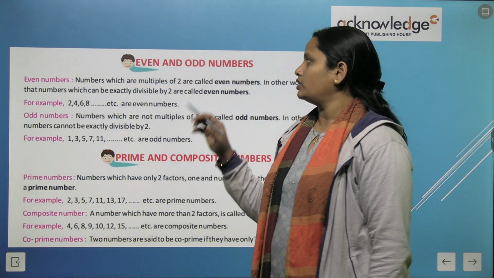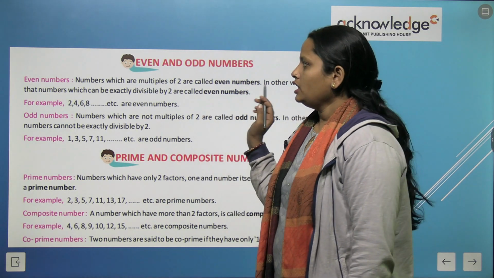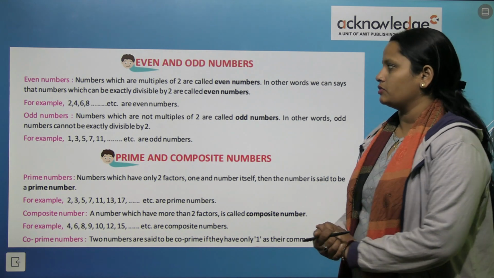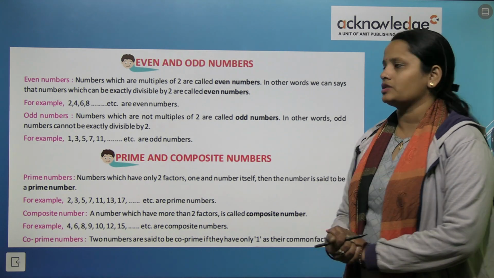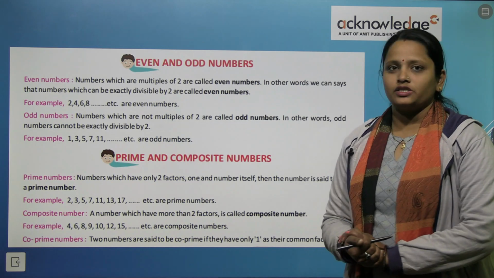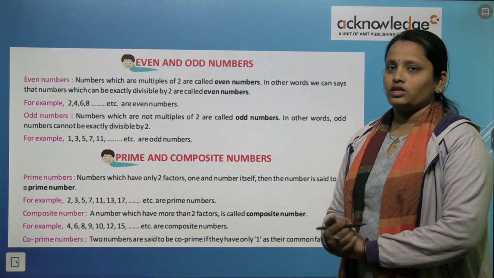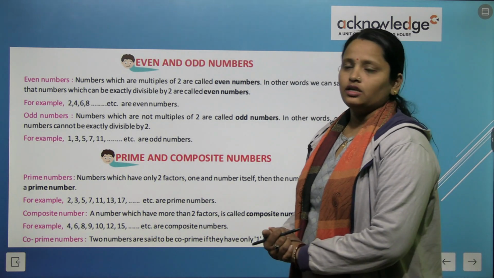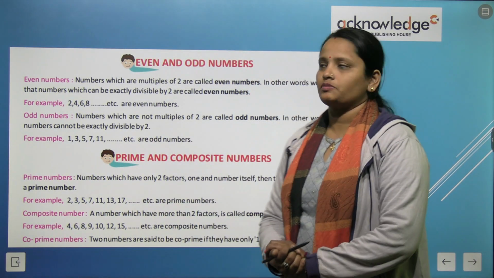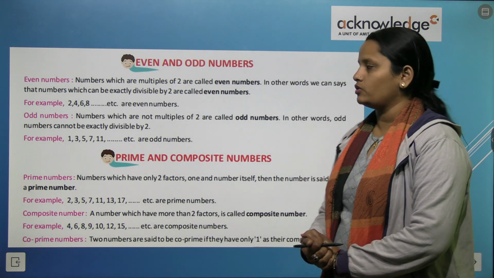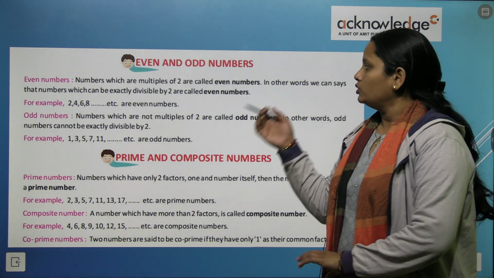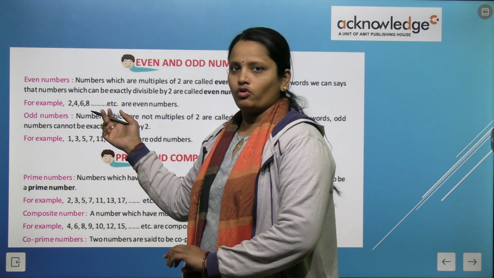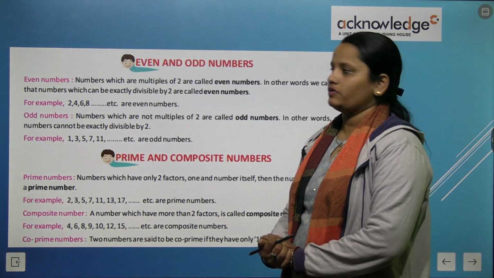Now let's learn the even and odd numbers. Even numbers: numbers which are the multiples of 2 are called even numbers. वो numbers जो 2 की टेबल में आते हैं, 2 के मल्टीपल्स हैं, उन्हें हम even numbers कहते हैं. In other words, we can say that numbers which can be easily divisible by 2, without leaving any remainder, those numbers are called even numbers. For example, 2, 4, 6, 8, etc. These are the even numbers.